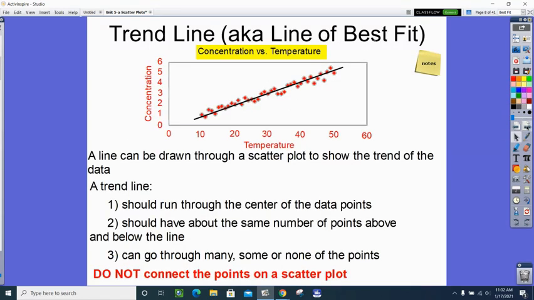So let's start talking about doing a scatter plot and then talking about drawing a trend line. And that's kind of what we're going to be doing now. So a line can be drawn through a scatter plot. It's a single line. You don't connect the dots. This isn't a line graph.